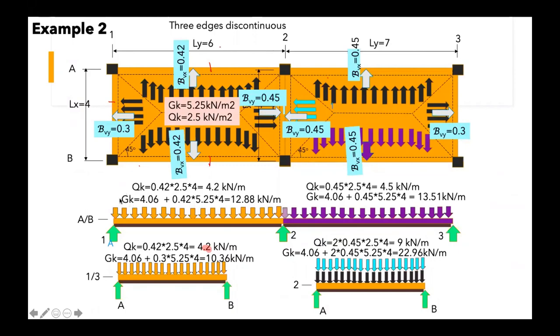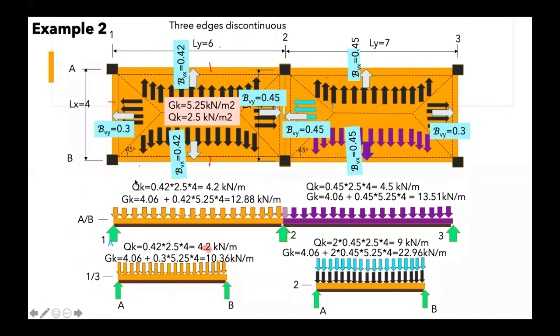And then the GK, the permanent load, is from the self-weight. Self-weight we have calculated yesterday. The self-weight plus 0.42 times the permanent weight from the slab times 4. So you got 12.88. Again, this is using the same way for the second span. QK is 0.45 times the value of the QK, 2.5 on the slab, times 4. So you got 4.5. And for the permanent load, 4.06 plus 0.45 times 5.25 times 4. Therefore, you got 13.51. So this is the action on the beam.